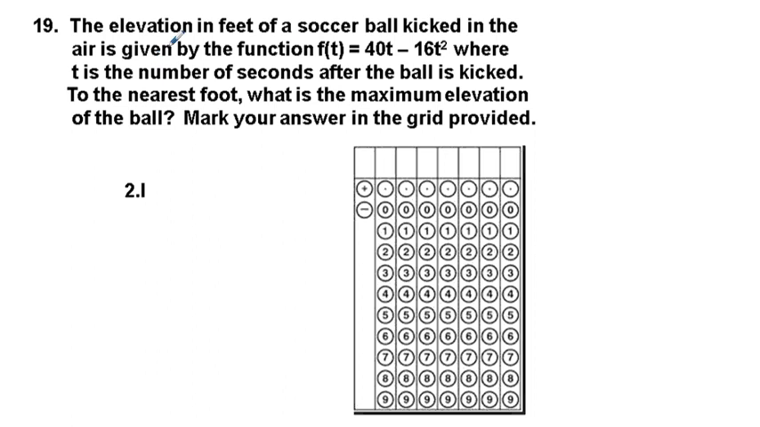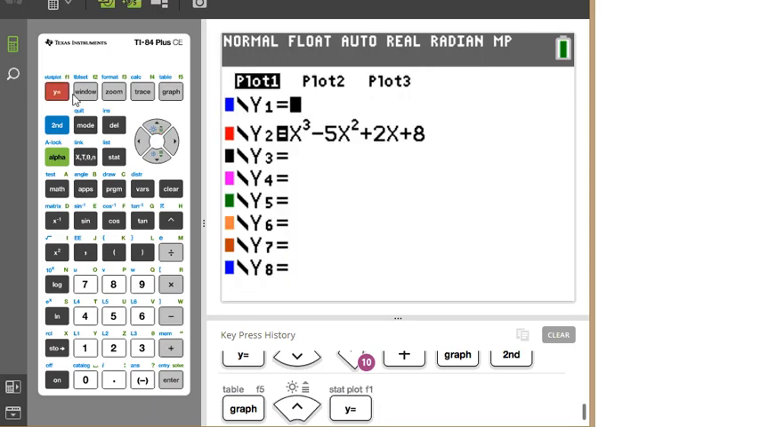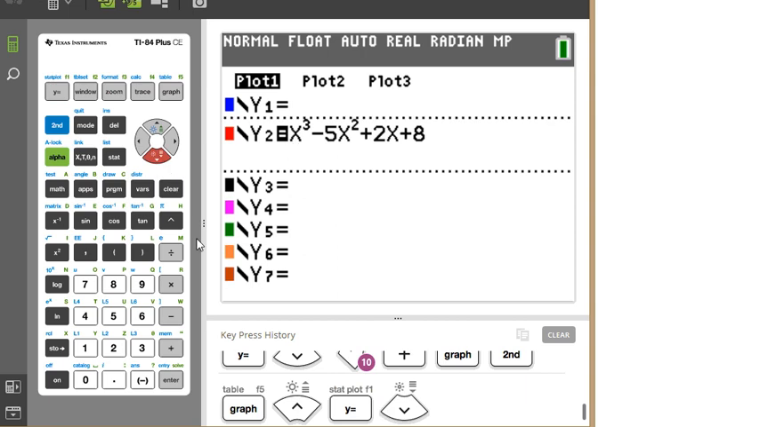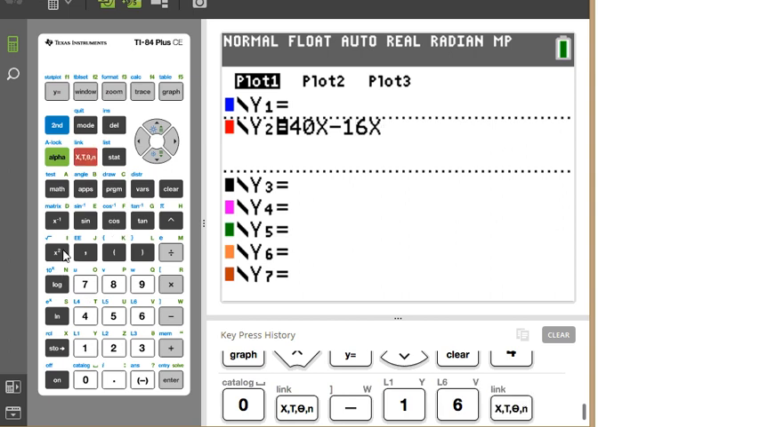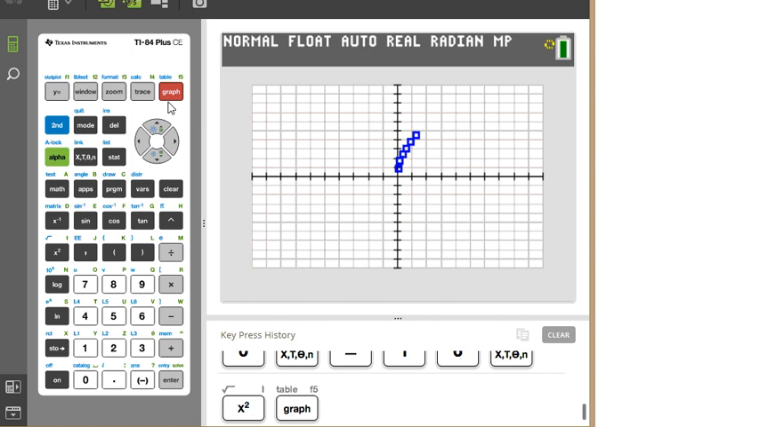19, the elevation in feet of a soccer ball kicked in the air is given by this function f of t equals 40t minus 16t squared, where t is the number of seconds after the ball is kicked in the air. What is the maximum elevation of the ball in feet? Mark your answer in the grid provided. For some reason on this one, I got people who just didn't round right to get a correct answer. So we're going to put 40x minus 16, which I put down as x squared, and we graph that function, we get this looking thing.